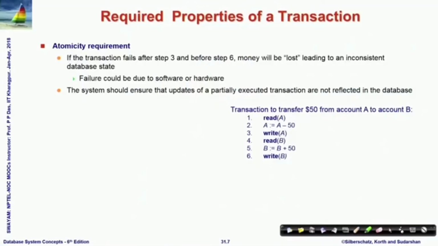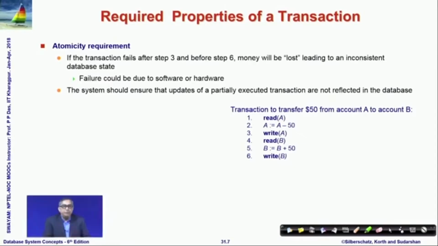So, we first set the targets, we put some required properties of a transaction. The first requirement is atomicity. Suppose again just look at the same transaction. Suppose the system crashes, there is a system failure after the first three instructions have happened and the fourth instruction was about to happen. So, what will happen?